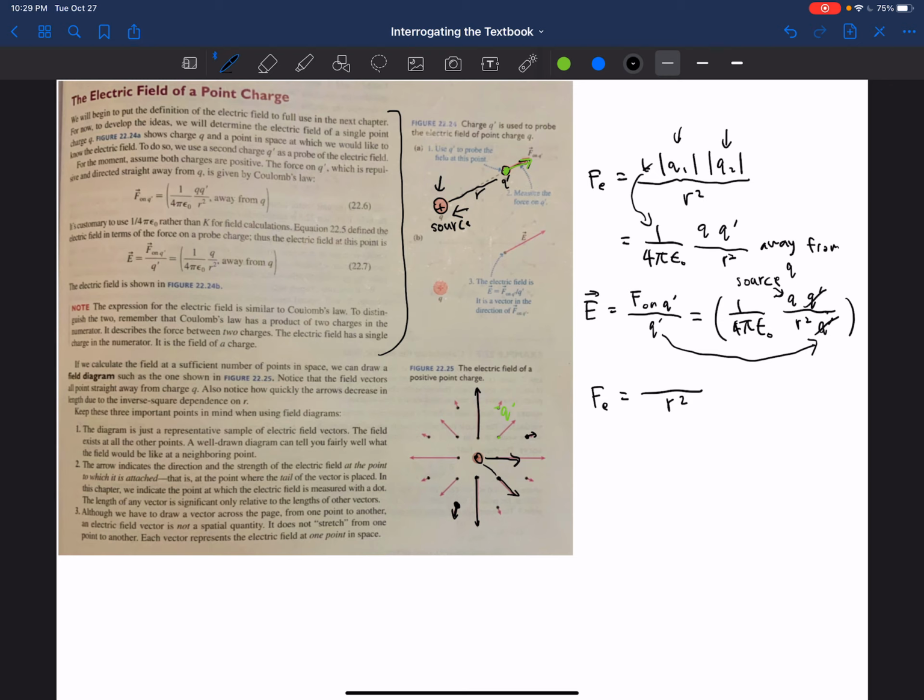So it's saying that although we're drawing an arrow, it's really only showing what this point right here is experiencing. It's not spread across the space. This arrow is only representative of this point right here that the tail is attached to.